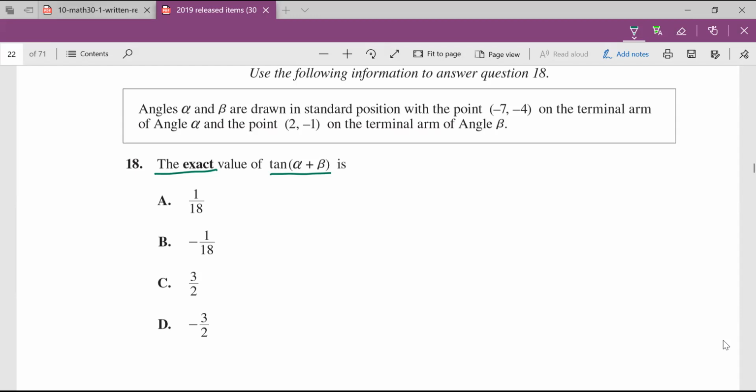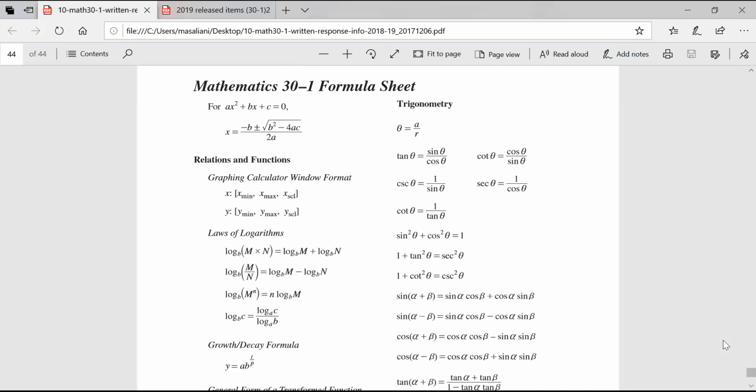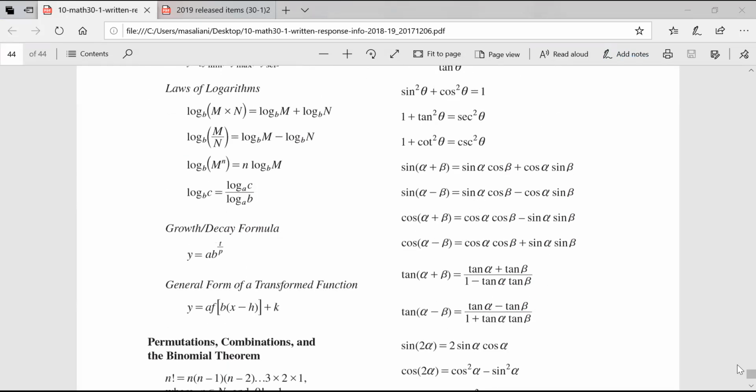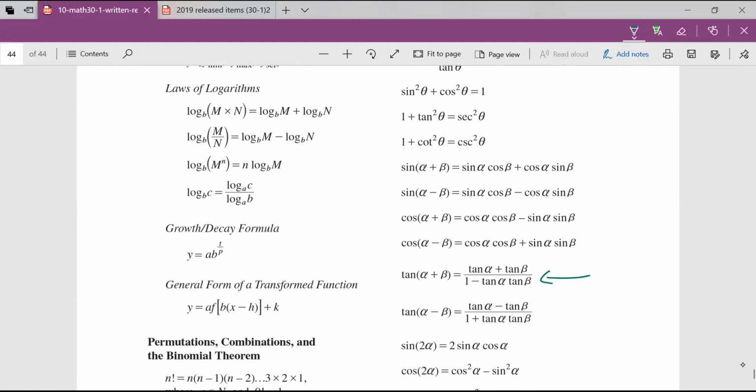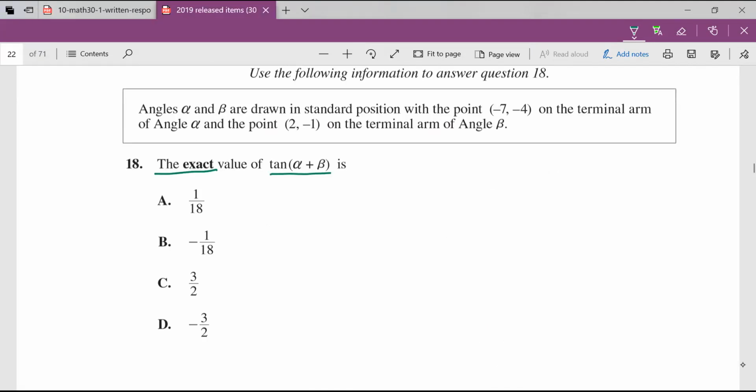Okay, so we got to go find tan alpha plus beta. So I go to my formula sheet, pull it up, and there it is right there, right? So tan alpha plus beta is tan alpha plus tan beta over 1 minus tan alpha times tan beta. So I'm going to say to myself, that's my formula. Tan alpha, already forgot it, plus tan beta. Tell I'm a little sick. Brain's not firing at full capacity today. Tan beta. Okay, but I don't know what tan alpha and tan beta are.